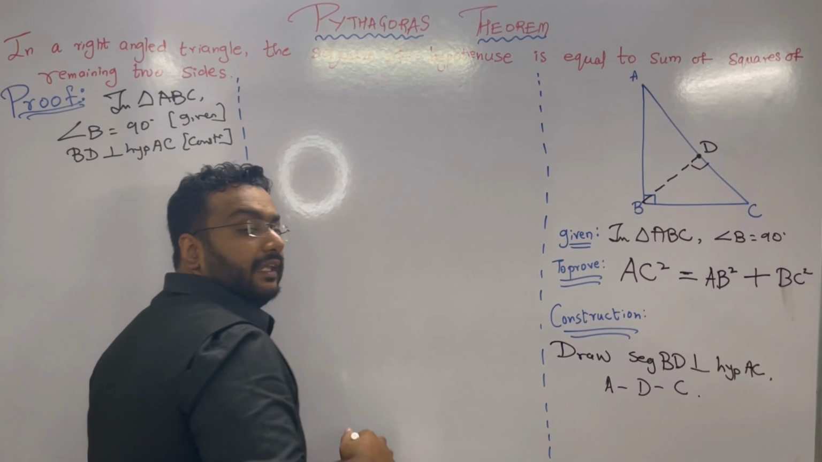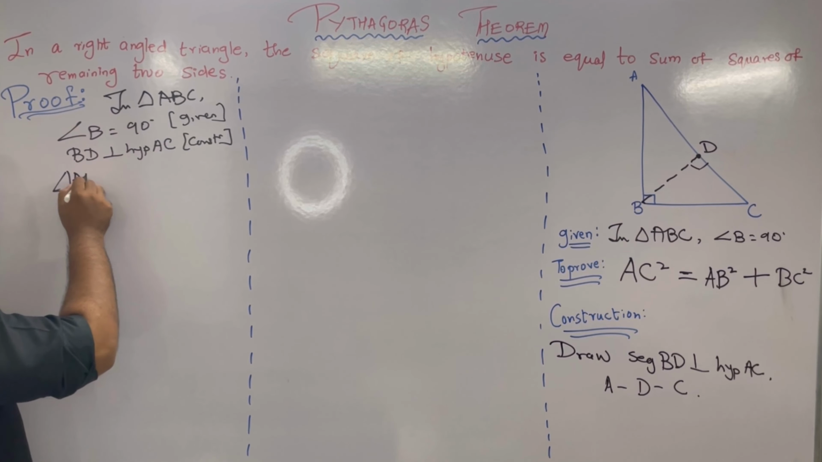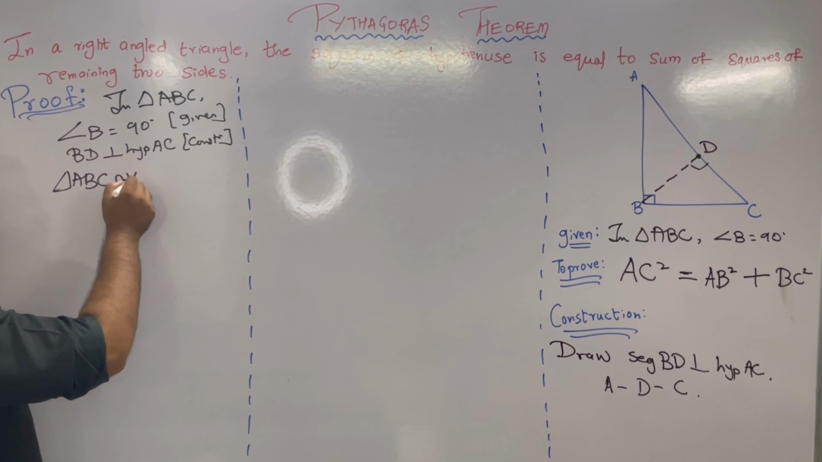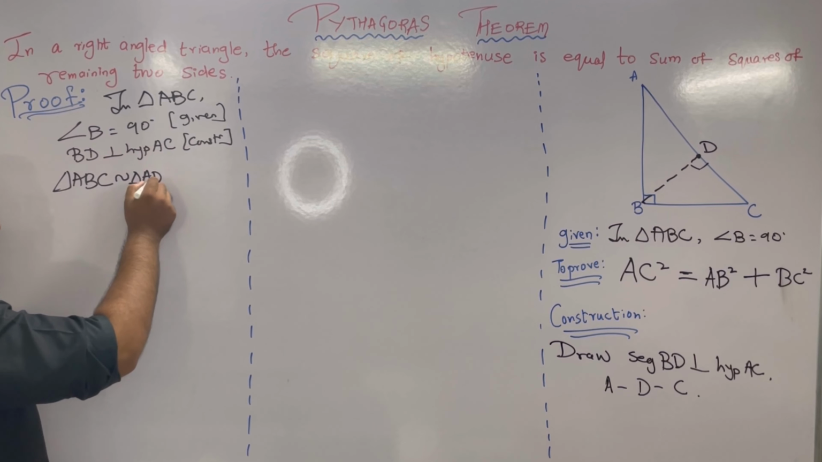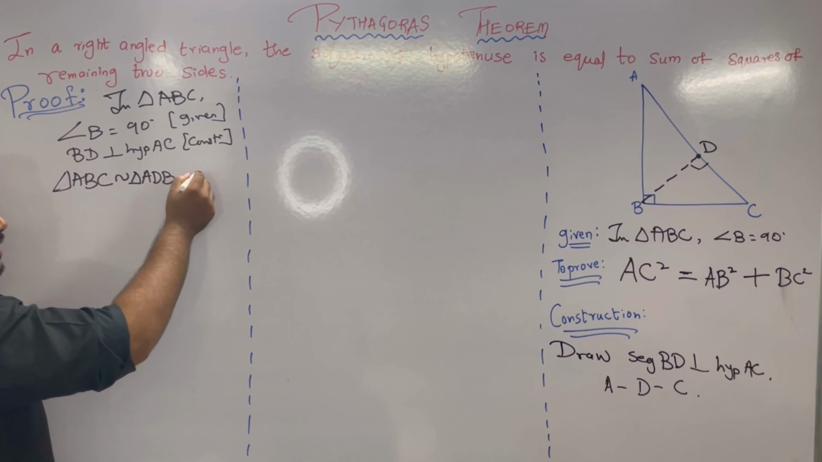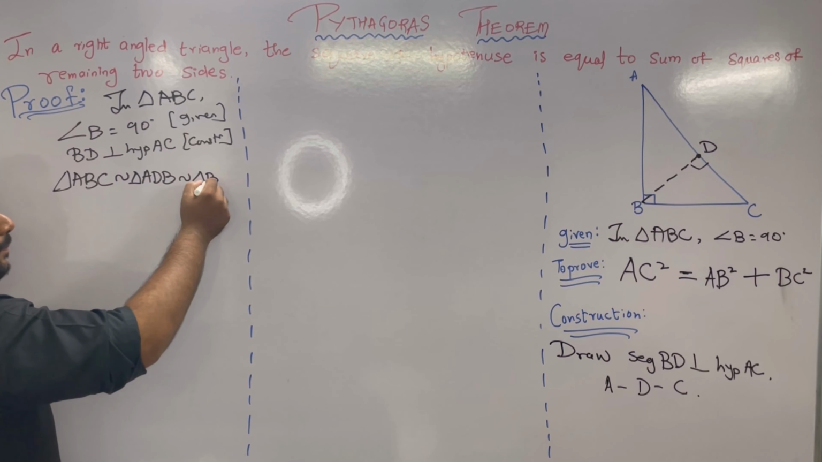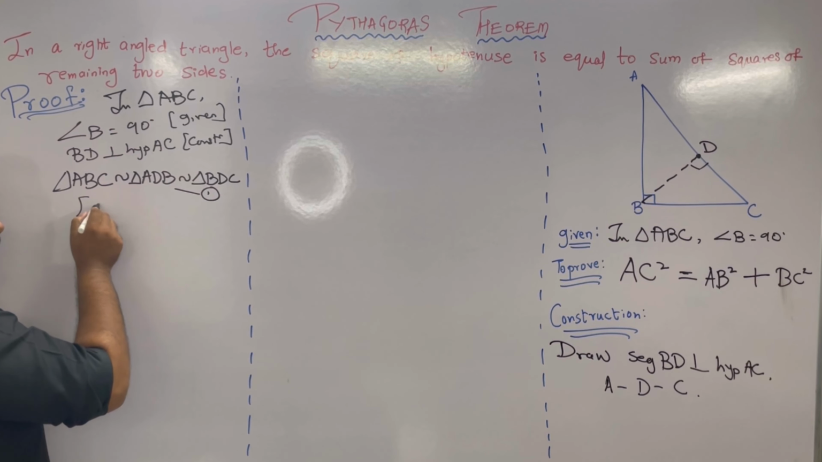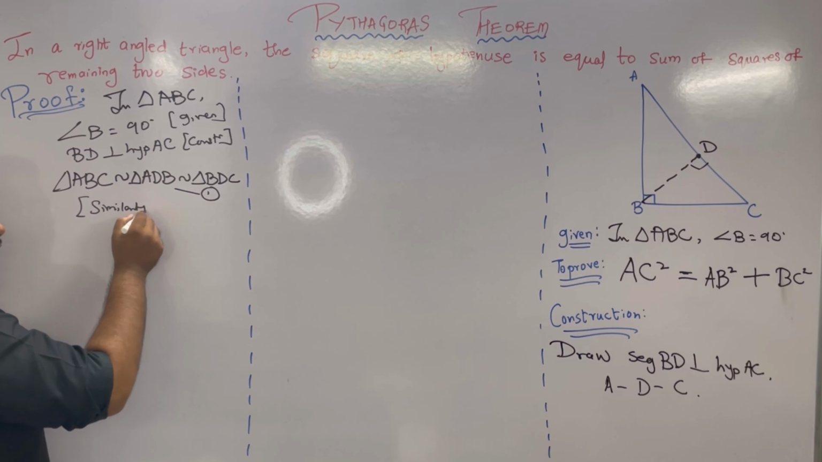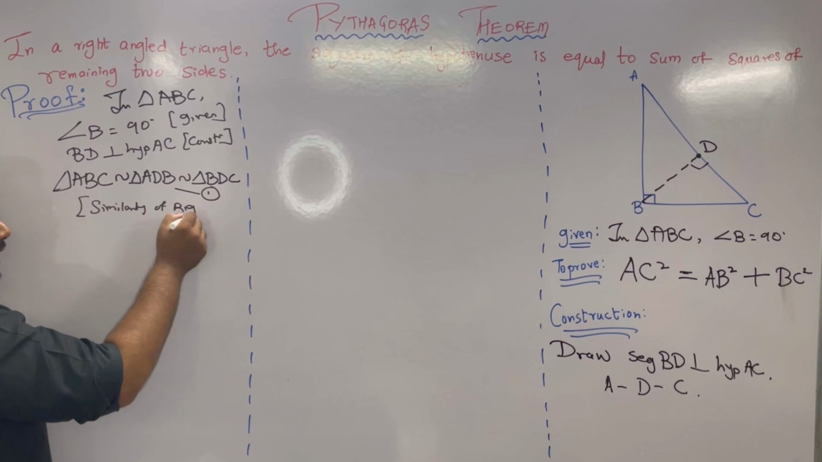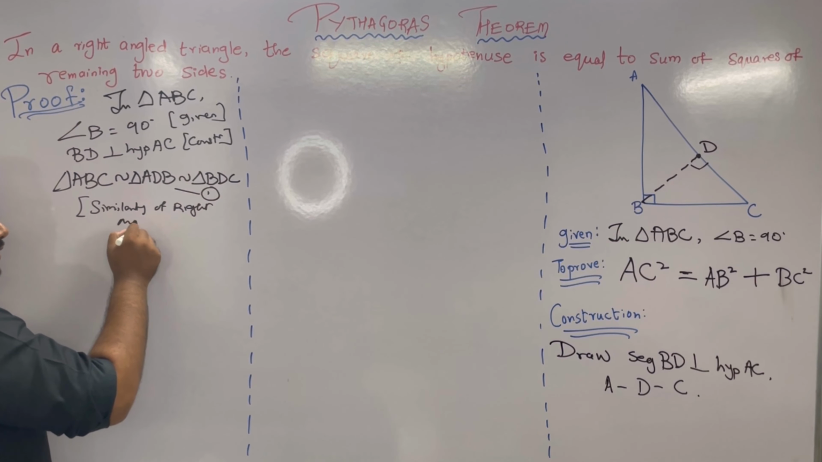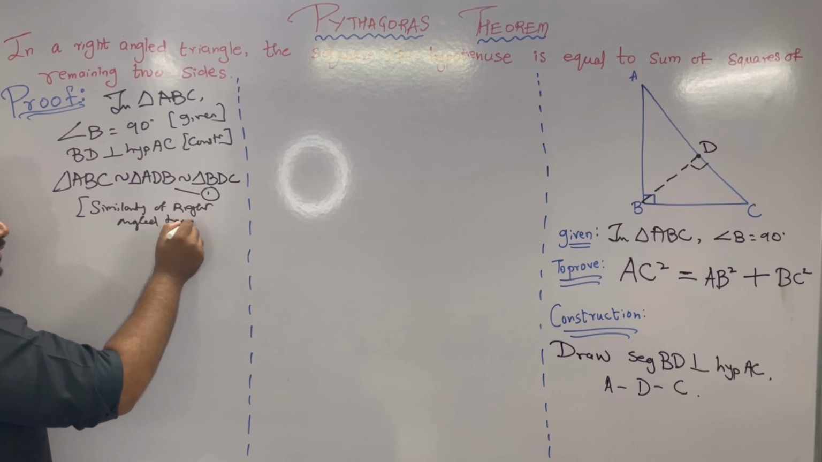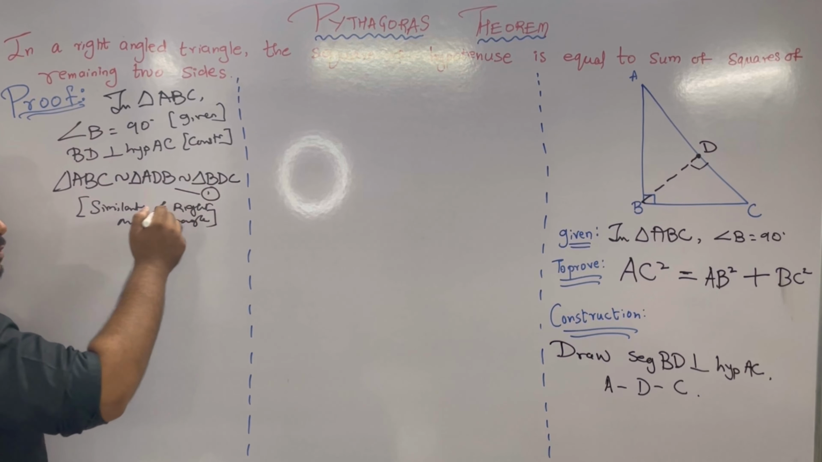So let's write quickly the names of the three triangles. First will be triangle ABC, the bigger triangle. Second triangle will be triangle ADB, similar to, and third triangle will be triangle BDC. We'll mark this equation 1. And reason for this will be similarity of right angle triangle. I hope everyone is clear here.